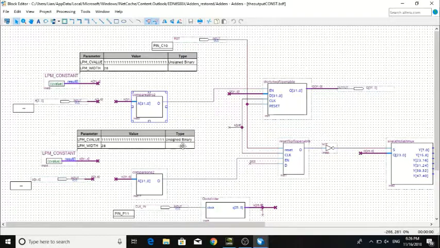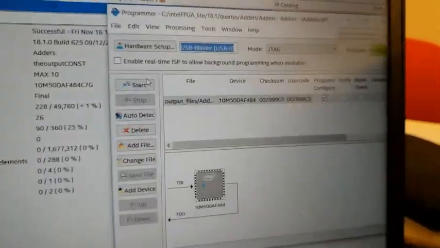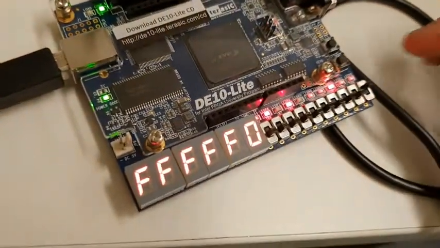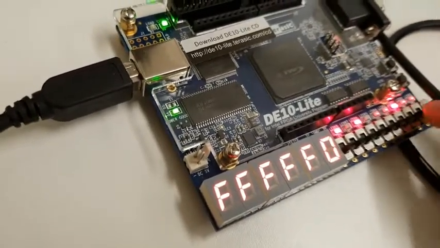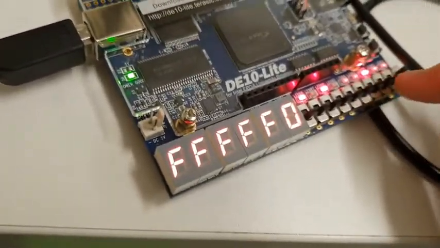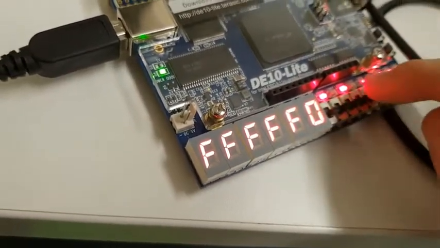To implement this into our processor, we change the constants of the data and address bus inputs into 32-bit address and data bus inputs. So this is our display driver. As you can see, this is the reset. The next 4 switches refers to our address inputs, and the next 4 refers to our data inputs.